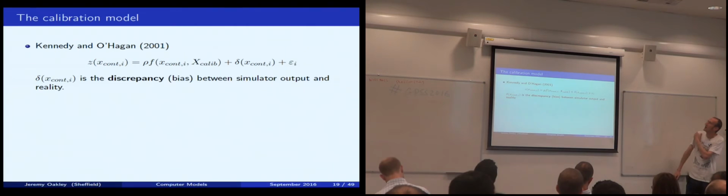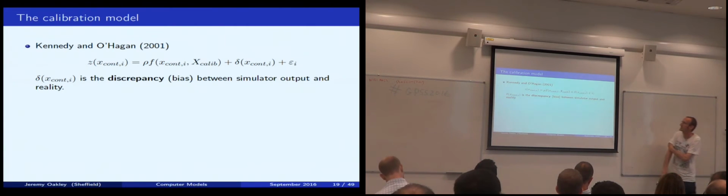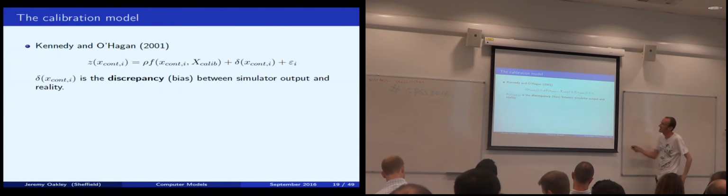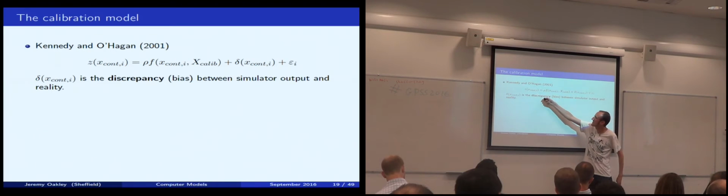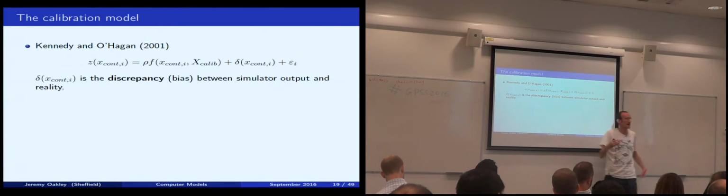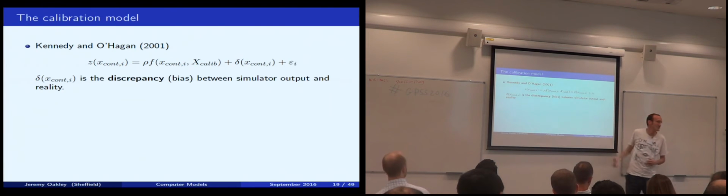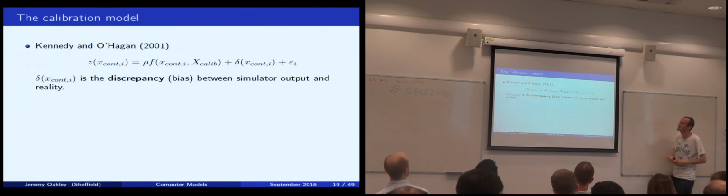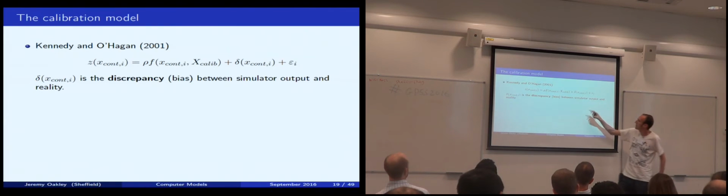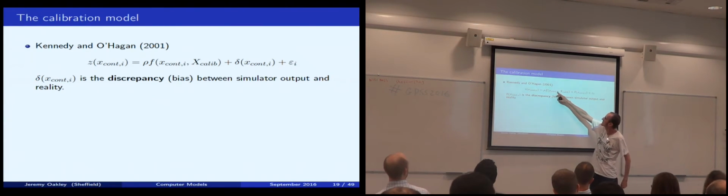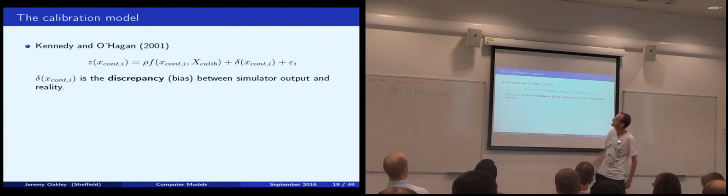So the model for doing this that Kennedy O'Hagan suggested. What we've got here are our physical observations, things that we are actually observing. And we're going to include some measurement errors in those physical observations. Then we've got our computer simulator, run at the true value of the calibration inputs. That might be uncertain to us.